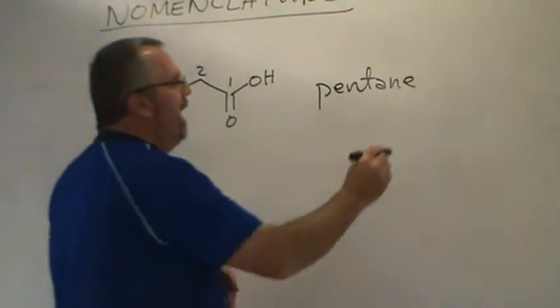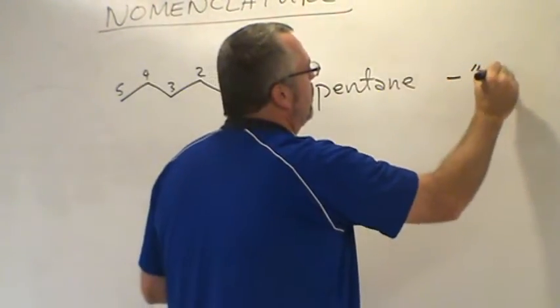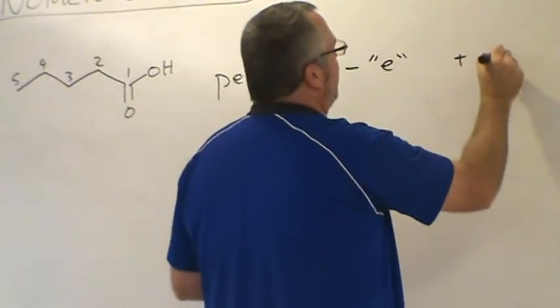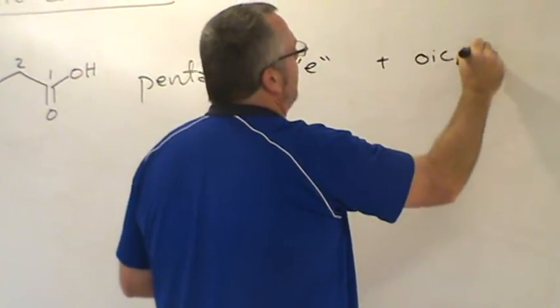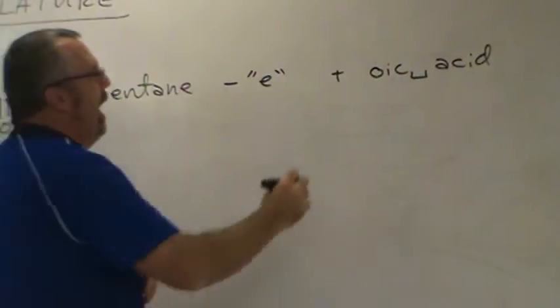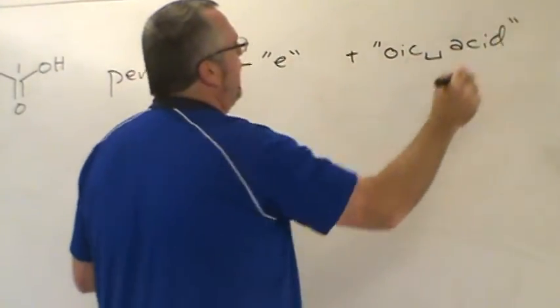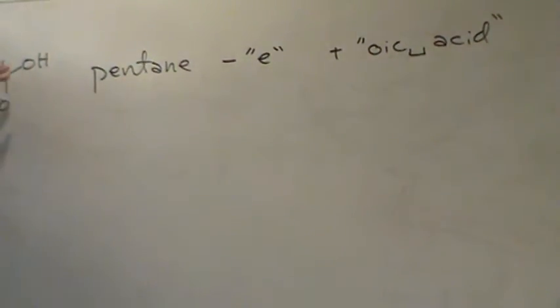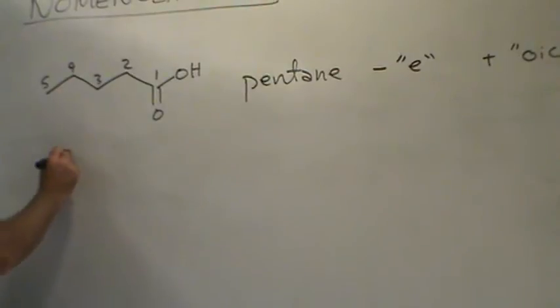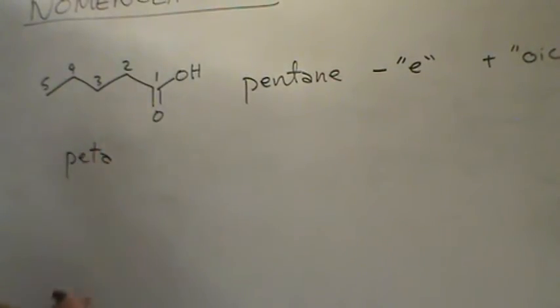And we would subtract the E. So we're going to subtract off the E, and then we're going to add oic acid. That will eventually be two words, so we're going to add the phrase oic acid. So the base alkane is pentane minus the E plus oic acid, and this becomes pentanoic acid, which needs to be properly spelled.